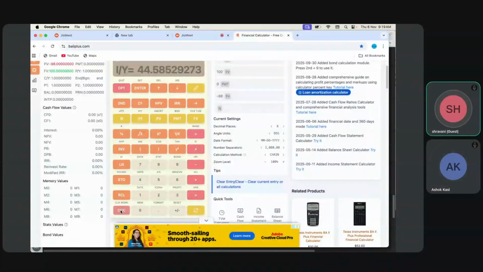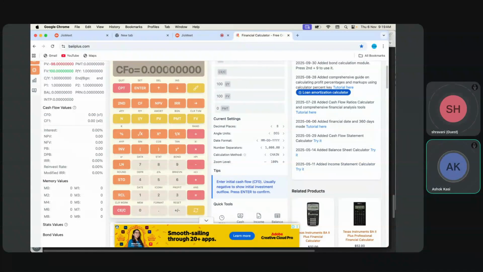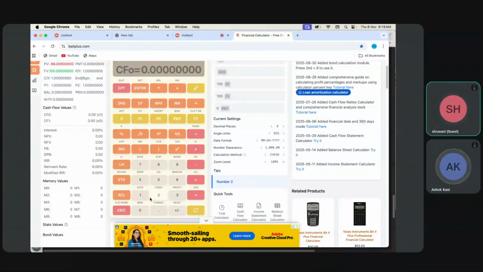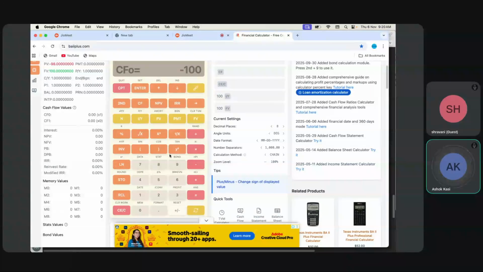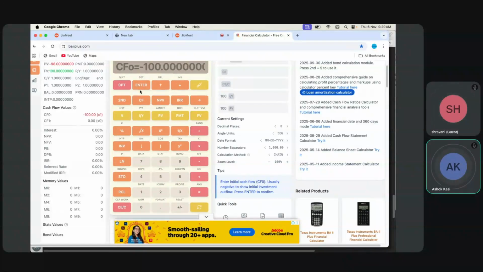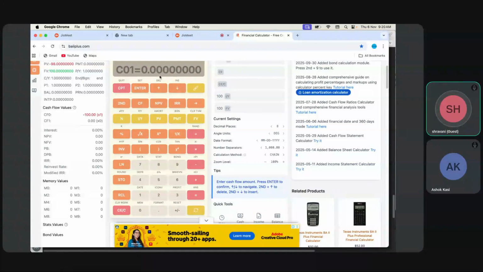Now here, come to cash flow function. This one. Have you used this before, cash flow? Okay, cash flow function. So initially CF0 is what? Minus 100 cash flow. So you type minus 100 and then enter. Done. Then downward arrow. Then C01 is cash flow at time 1, which is what? 25. Enter.